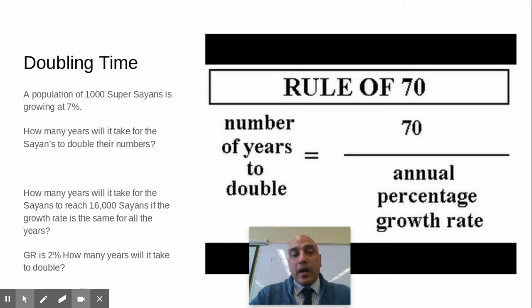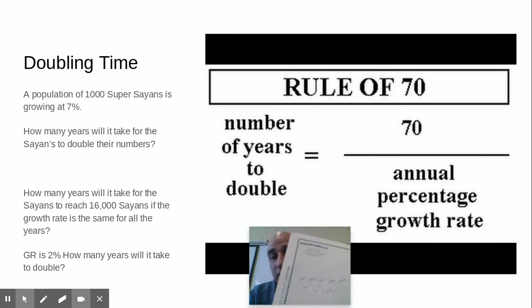that first problem. Now, that second problem: how many years will it take for the Saiyans to reach 16,000 if the growth rate is the same for all those years? Well, if we started with 1,000, it will take 10 years to get 2,000, another 10 years to get 4,000, 8,000, 16,000. I don't know how many jumps that was. I'm going to do it on paper, and I'll show you what it looks like. So we got 1,000 doubling to 2,000, doubling to 4,000, doubling to 8,000, doubling to 16,000.